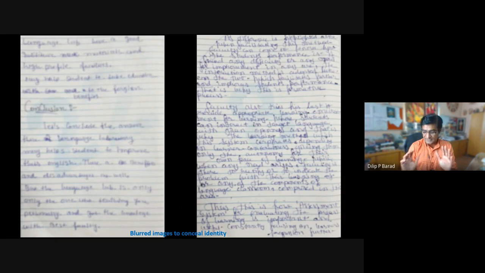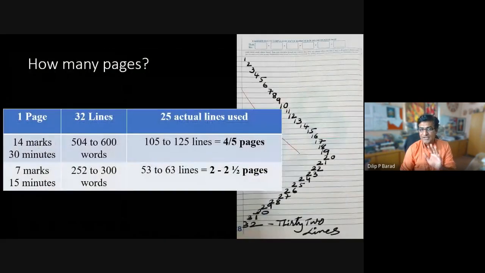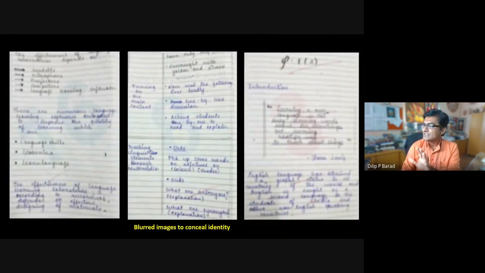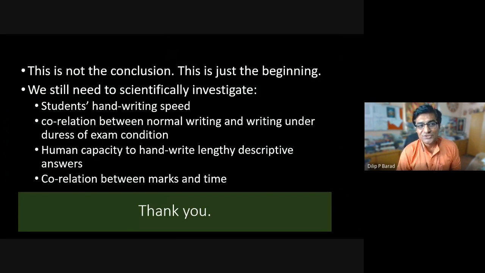So I hope these several samples make the point clear that when you think of the length of the answer and how you calculate it, again it will keep on changing from student to student, and their writing styles will matter more when you think of writing in a similar way. Okay? So this is not the conclusion. This is just the beginning to look in this way towards quantifying the length of the answer.